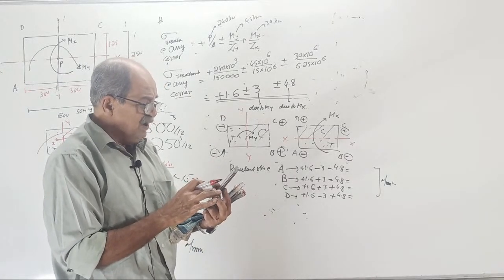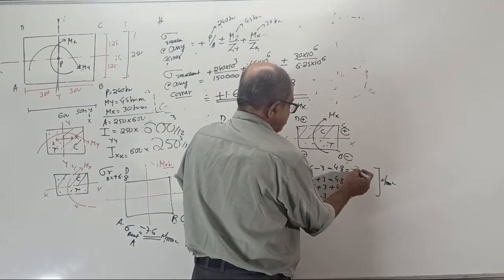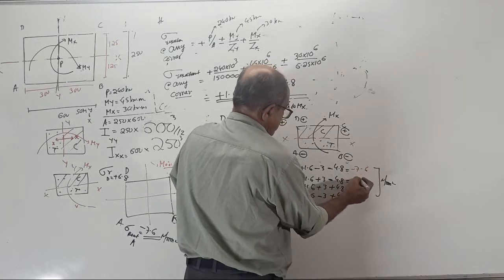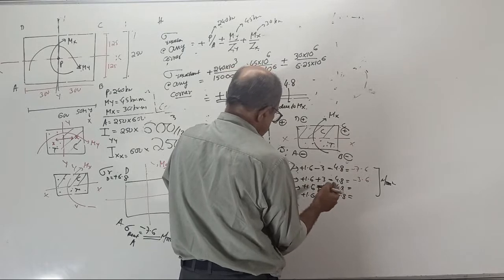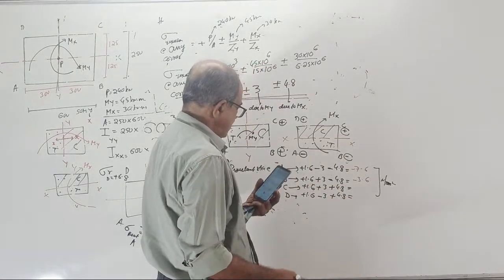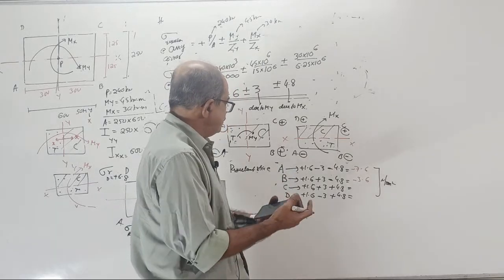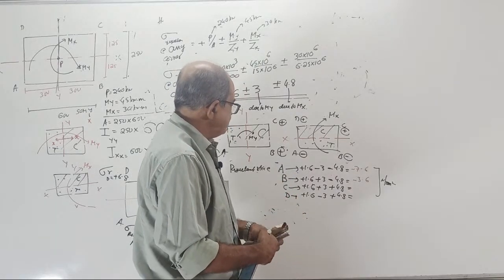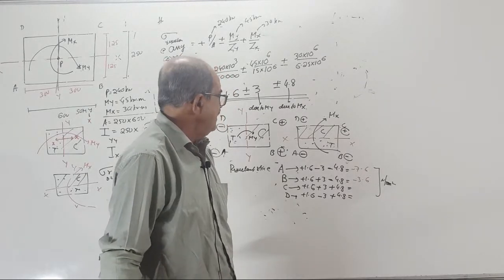Are you getting the same answer as last time? Minus 7.6, then minus 3.6, minus 3.6. No, see, you made a mistake. You told minus 3.6, now it is coming 1.6 plus 3 is 4.6. 4.6 minus 4.8 is minus 0.2.